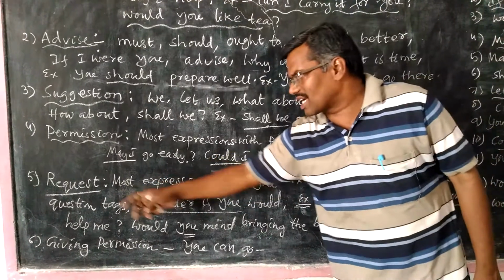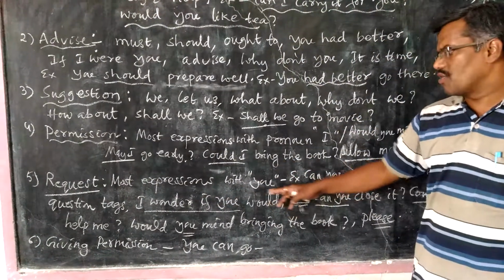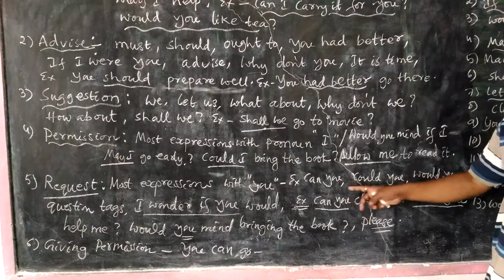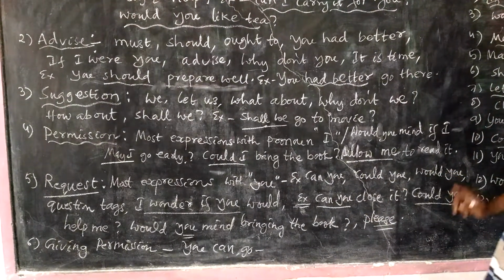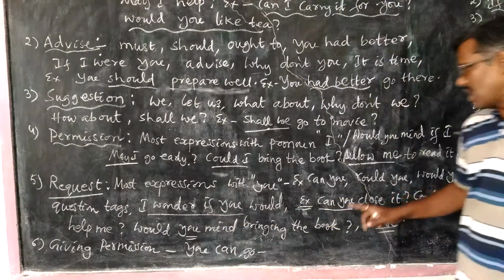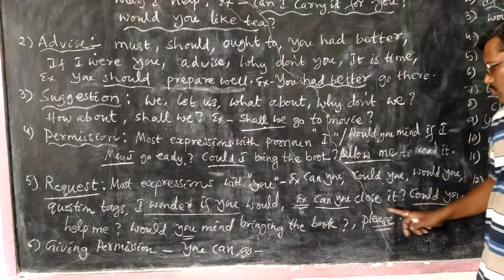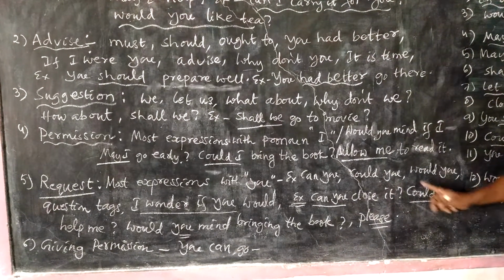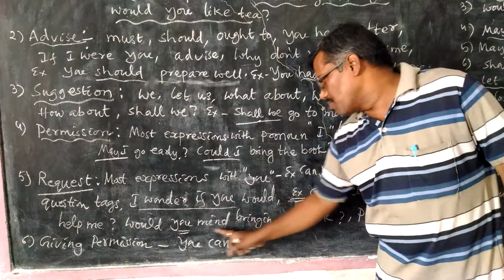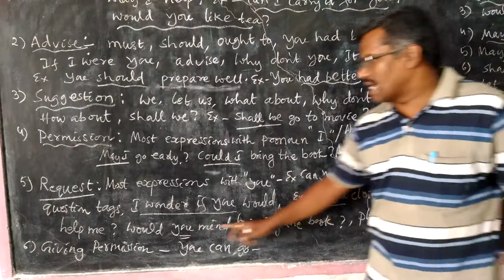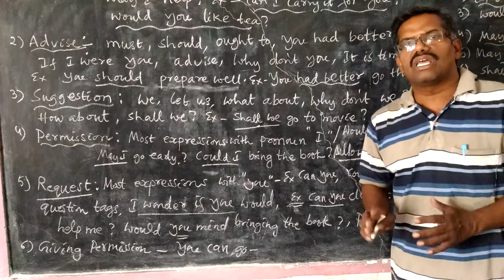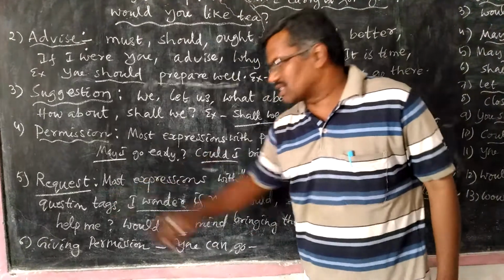And next one, request. Most expressions with you are called requests. For example, can you, could you, would you, question tags, I wonder if you would. For example, can you close it? Could you go there? Could you help me? Would you mind bringing the book? Like that. Whenever we have you in the given expression, that expression is called a request.